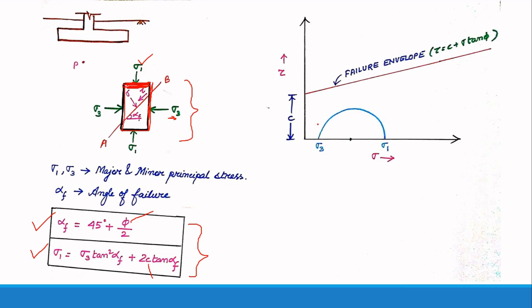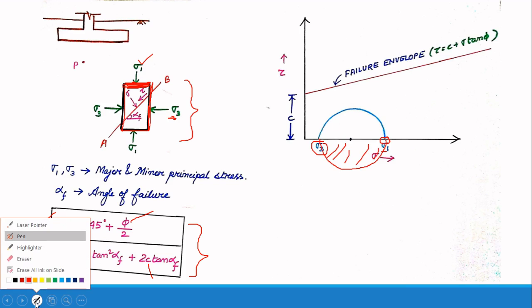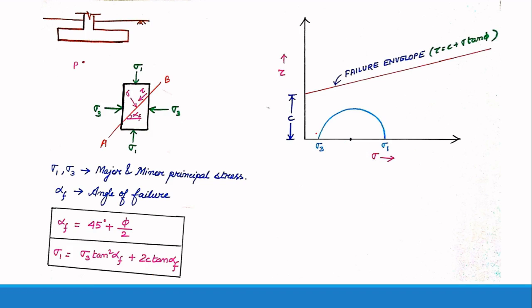Each plane becomes a point, so this plane is represented by this point. This is sigma 1. Sigma 3 is the minor principal stress, so it is less than sigma 1, and I have plotted it somewhere over here. If I join sigma 3 and sigma 1, I can draw a Mohr circle. This circle can be completed in the downward part also, but since it is a symmetrical circle, I have neglected the lower part and simply drawn the upper part. This is how I draw the Mohr circle from the stress element.